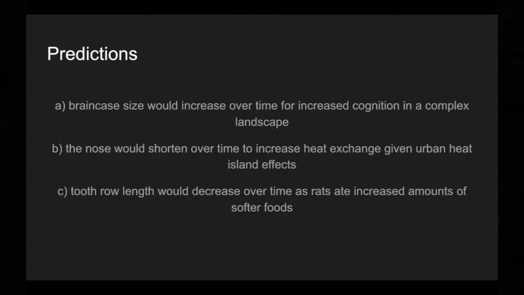From this, they were able to come up with three predictions. Prediction A is that brain case size would increase over time for increased cognition in a complex landscape. Prediction B is the nose would shorten over time to increase heat exchange given urban heat island effects. And prediction C is tooth row length would decrease over time as rats ate increased amounts of softer foods. They observed these changes in cranial and mandible shape over time, and then they tried to test whether this was due to drift or selection.